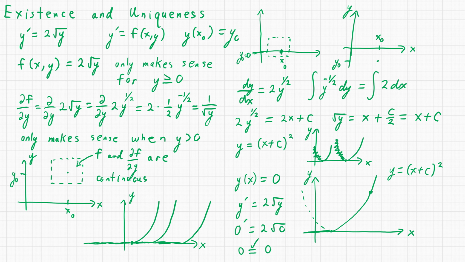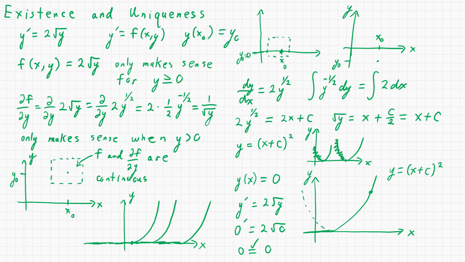You have one solution if you go backwards in x, but if you go forwards in x, you can jump up to the parabola immediately, this other solution we have, y equals (x plus c) squared, or you can wait a while and jump up to a parabola, or you can wait a lot longer and jump up to a parabola, or you can choose to never jump up at all and stay at y equals 0 forever.